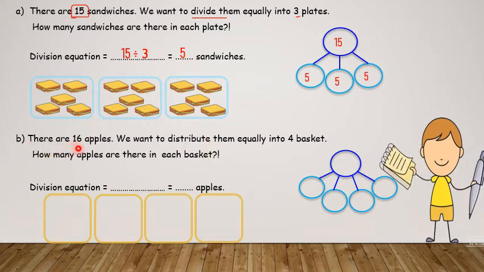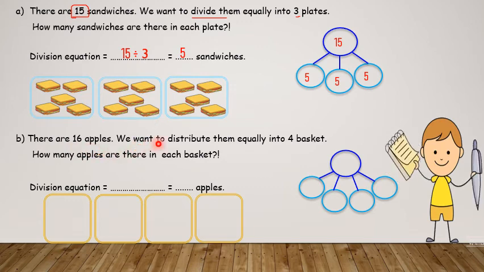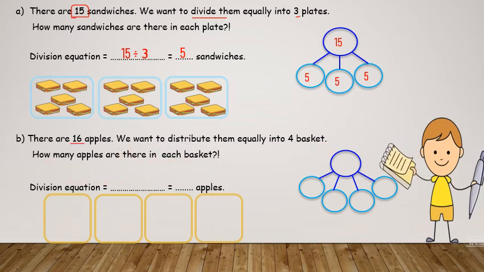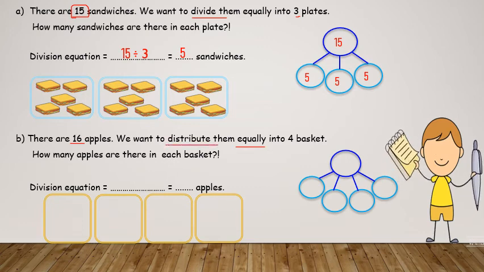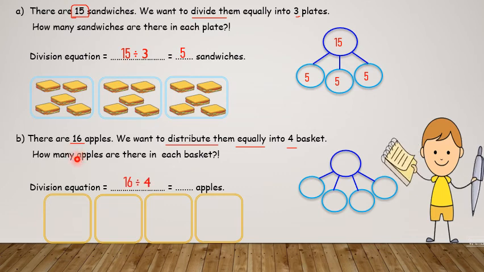There are 16 apples. We want to distribute them equally into 4 baskets. How many apples are there in each basket? So I have 16 apples. I want to distribute them equally into 4 baskets. So if I want to distribute equally, this means I will divide the 16 into 4 baskets. So let's suppose that these are the 4 baskets we want to put the apples in.